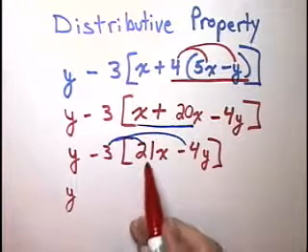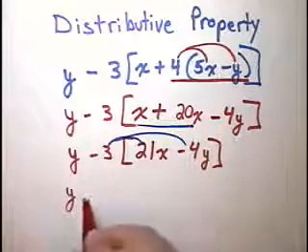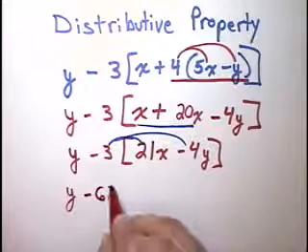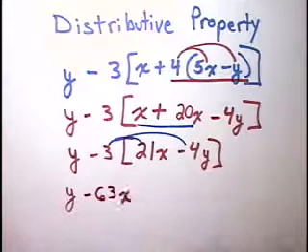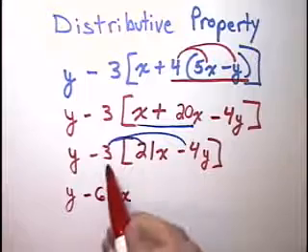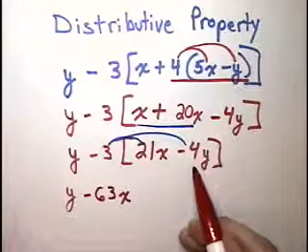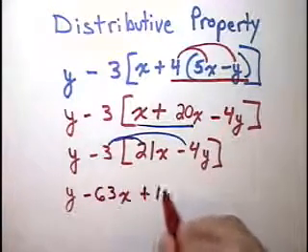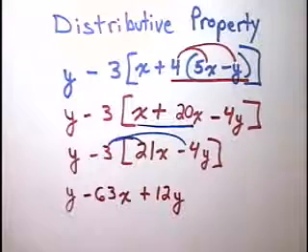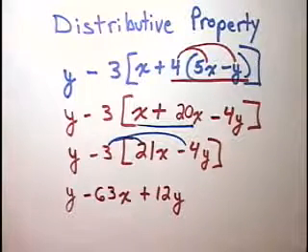Negative 3 times a positive 21 gives me a negative 63x. Negative 3 times a negative 4 gives me a positive 12y. Using the distributive property there takes care of the brackets. I no longer need them.